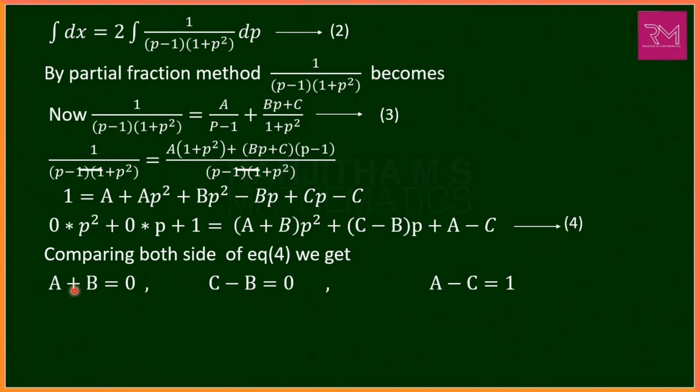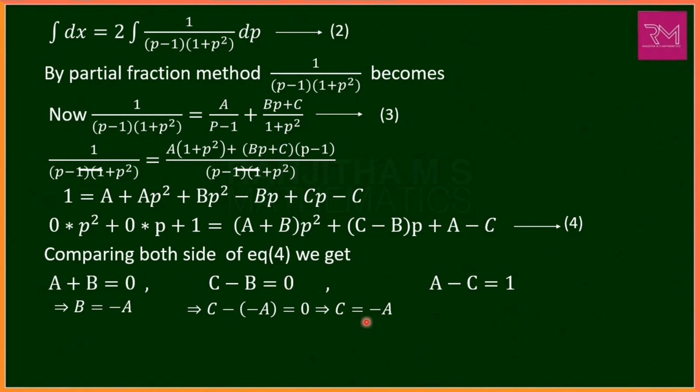Next step, using a plus b equal to 0, which implies b is equal to, take this a to the right hand side, that becomes minus a. Similarly, c minus b equal to 0, substitute b value as minus a over here, we get c minus of b, which is minus a, equal to 0. Here minus to minus becomes plus, hence we get c value as, if we take this value to the right hand side, c is equal to minus a.